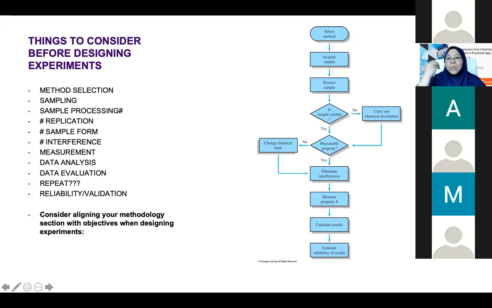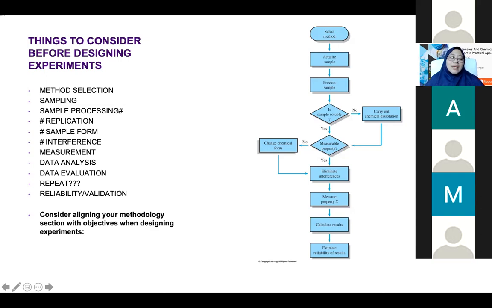Do I need to remove the interference? Do I need to process it before I run measurements? What are the things that are going to interfere with the analysis, with the measurements? So this also should be in your experimental design: removing interference. How do I get a pure compound? Those kinds of things.